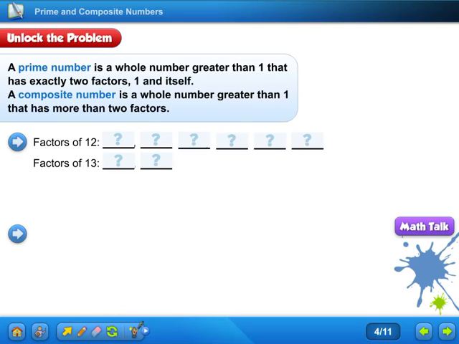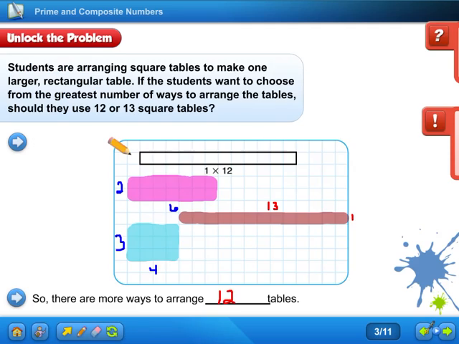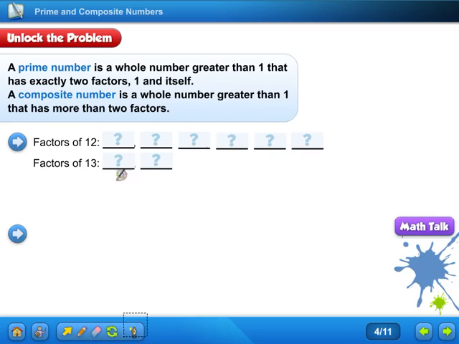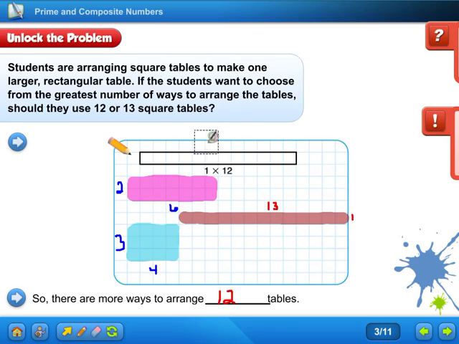Factors of 12. We just did that on this page back here. So it would be 1, 2, we're putting them in order, 3, 4, 6, and 12. Let's see if we're right. 1, 2, 3, 4, 6, and 12. Check back again. 1, 2, 3, 4, 6, 12.